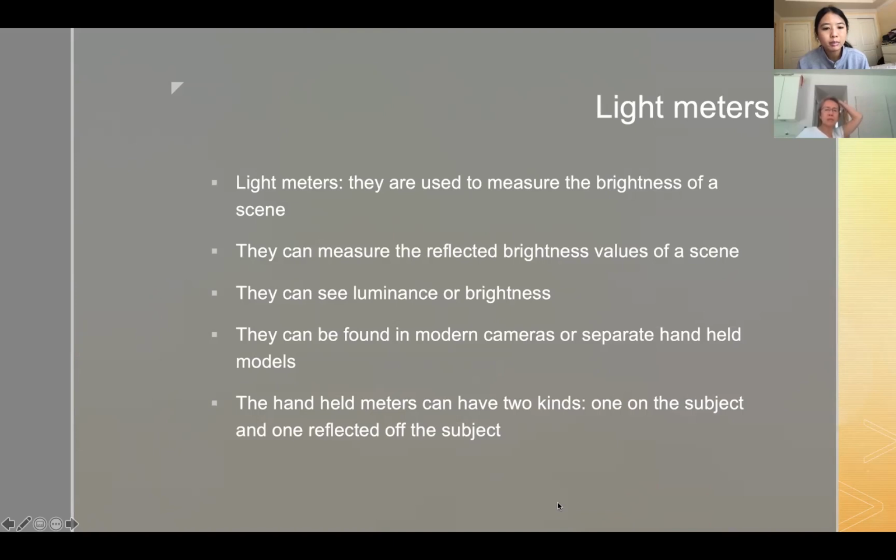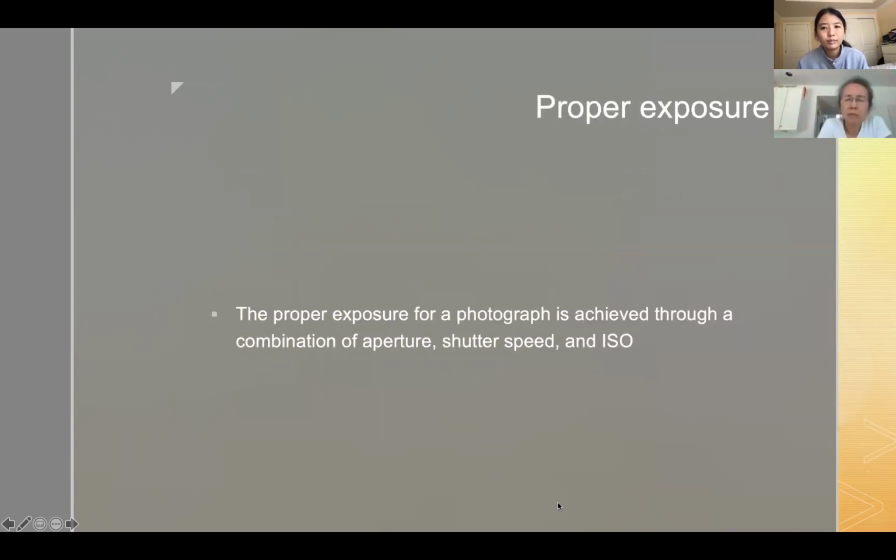And the handheld meters can have two kinds: one that measures the light on the subject, and one measuring the light reflected off the subject. The proper exposure for a photograph is achieved through a combination of aperture, shutter speed, and ISO.